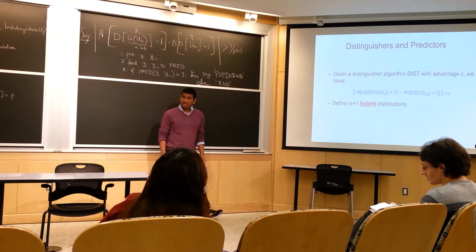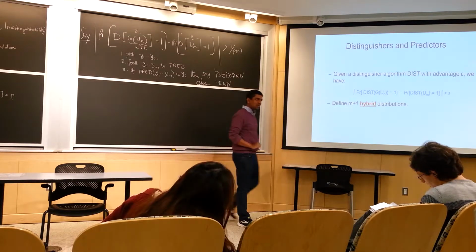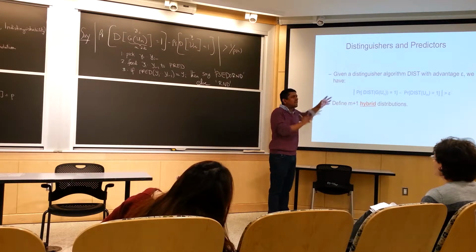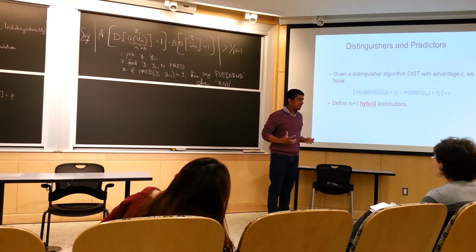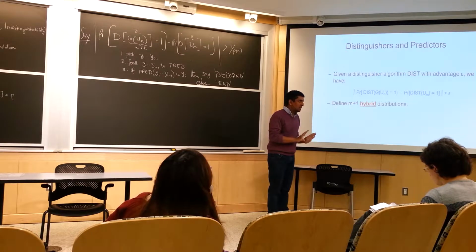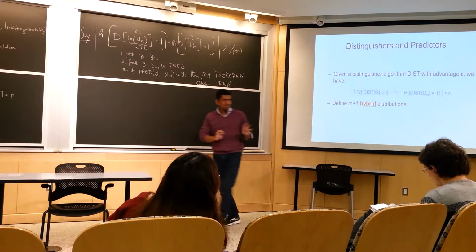Here's how I'm going to do it. Step 1, I'm not going to construct the predictor. I'm going to say something about this distinguisher, the behavior of this distinguisher. Step 1. No predictor yet. It will come in a few minutes.